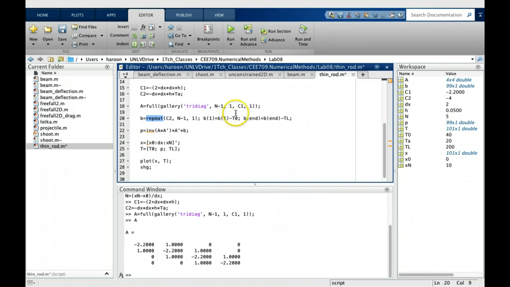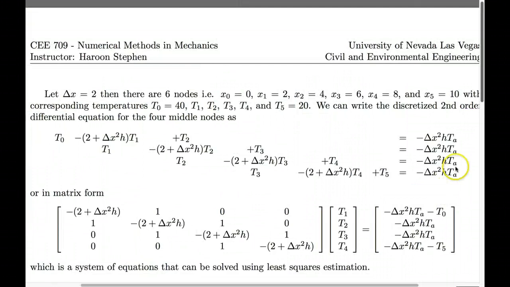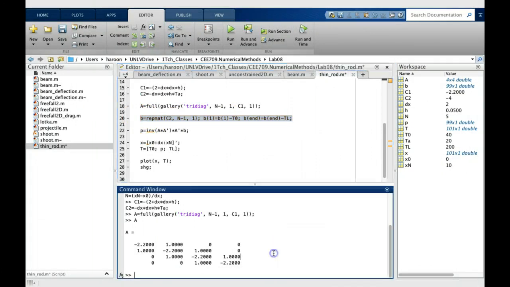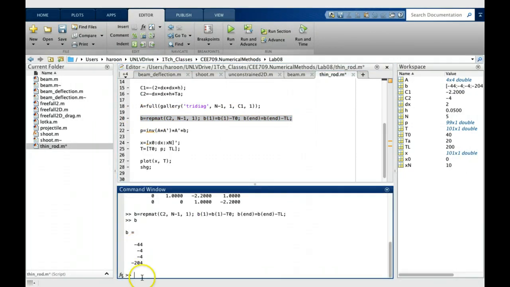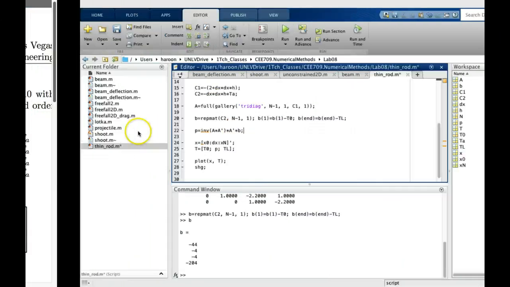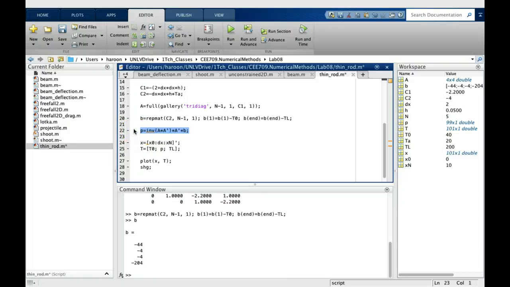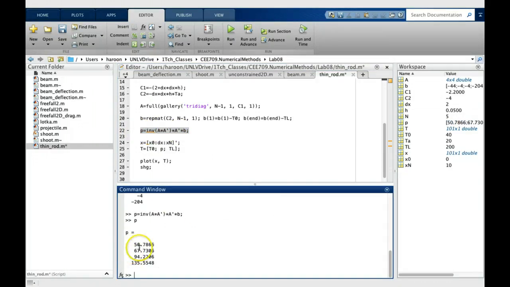So make sure you look at the help of this function to learn more about it. And then I'm adding T0 to the first entry and TL to the last entry, and we're subtracting it. So this will give us our B matrix. Okay. And now in order to find this matrix, we call it P from our previous application, the parameter matrix, but it's technically temperatures. So this is the pseudo inverse times the B matrix, and that gives us these temperatures.